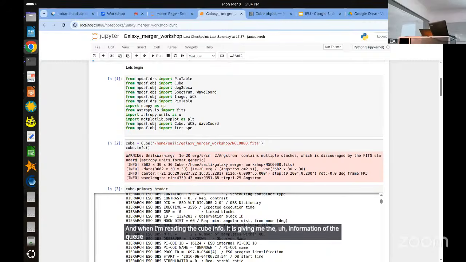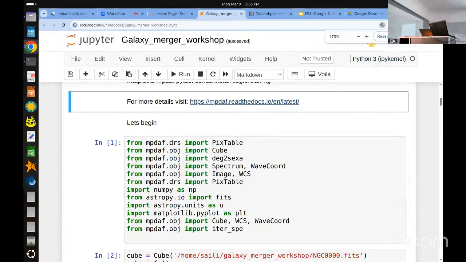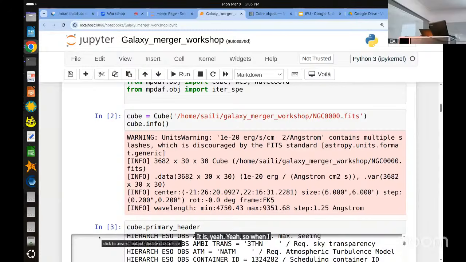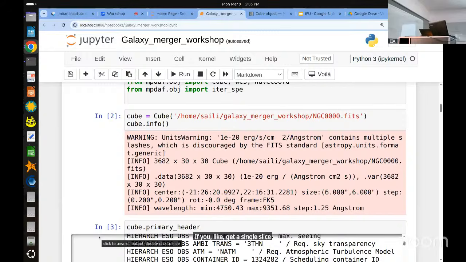Like if you see the first line, obviously zoom in a bit, we can't see very well. So when I am reading out the information, it is giving me the info on three dimensions. 3682 is the wavelength. 30 by 30 is the pixel frame size of the image. So it has basically a 30 by 30 image at each of 3682 wavelengths. So you will get 3682 images if you take a single slice of the cube.